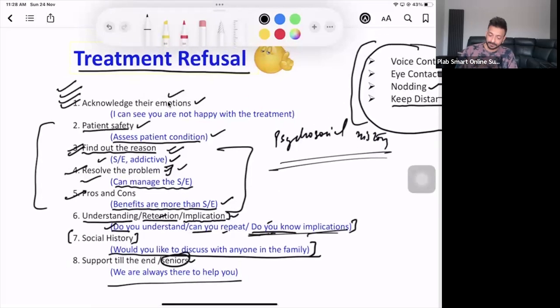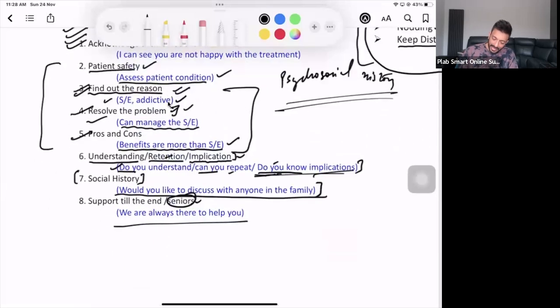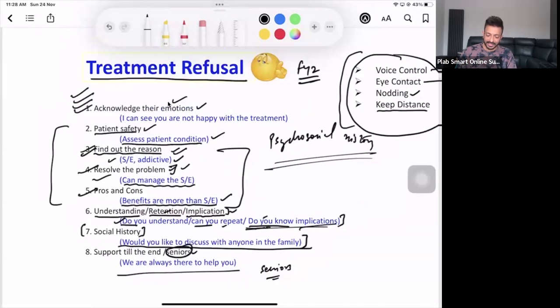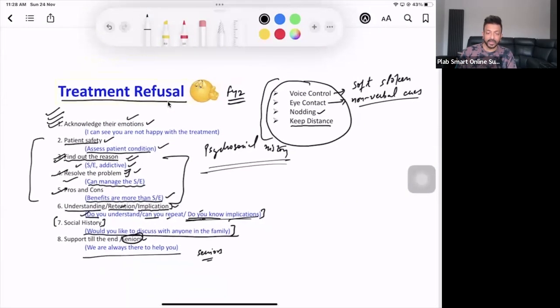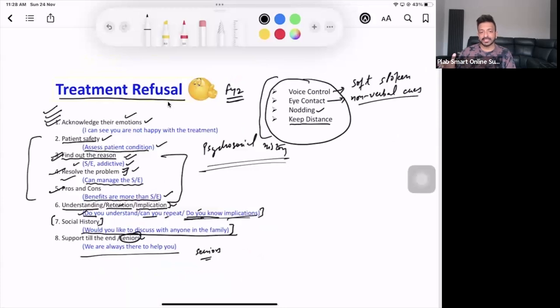Because in all the stations, we are an FY2. So do you think the final decision should be made by an FY2? You can, but I would always advise to have the seniors in the picture in the end. And that's what I want you to do. Involve the seniors and finish the station, right? Again, a lot of doctors I know think that if I'm not able to convince the patient, I'm going to fail the station in the exam. This is not like that.